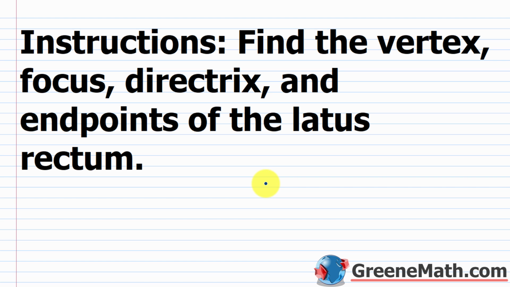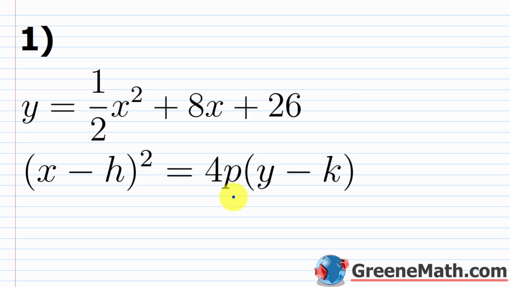All right, let's take a look at the practice test, where the instructions were asked to find the vertex, focus, directrix, and endpoints of the latus rectum. All right, let's take a look at the first problem. So we are given y equals 1/2 x squared plus 8x plus 26.